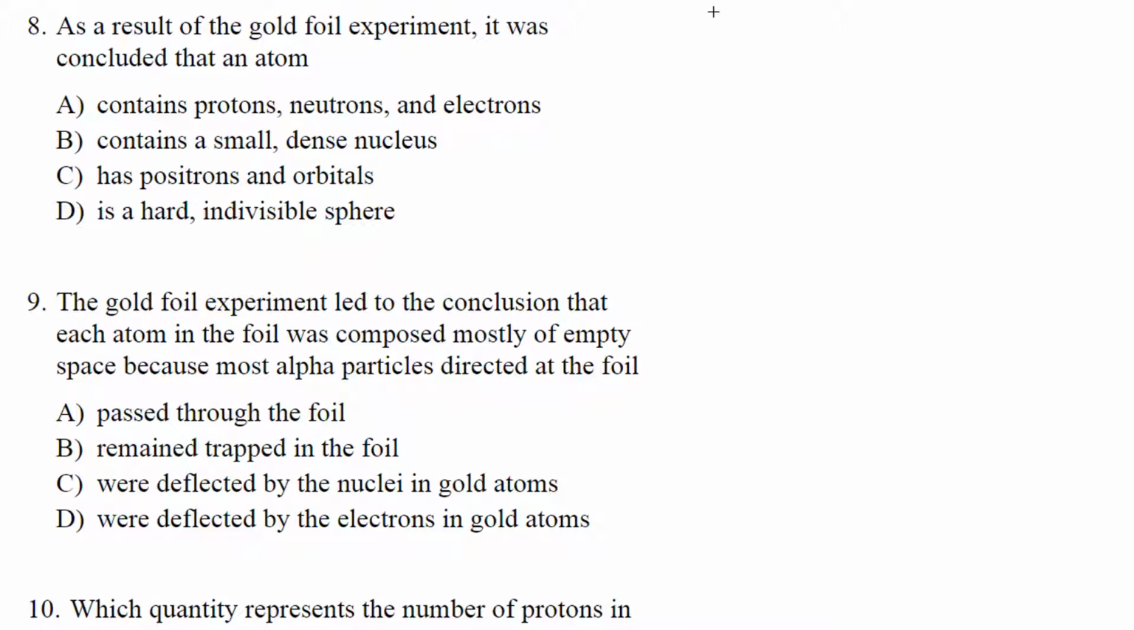Question 8, as a result of the gold foil experiment, it was concluded that the atom, A, contains protons, neutrons, and electrons. B, contains a small, dense nucleus. C, has positrons and orbitals. Or D, is a hard, indivisible sphere.